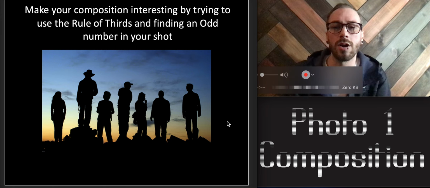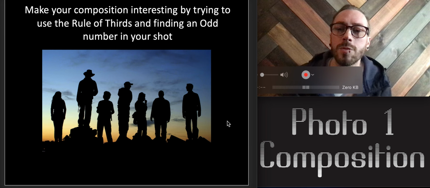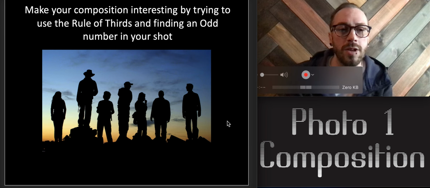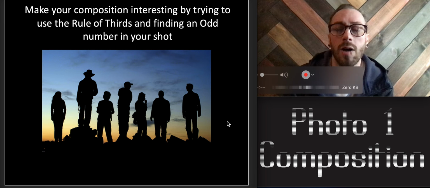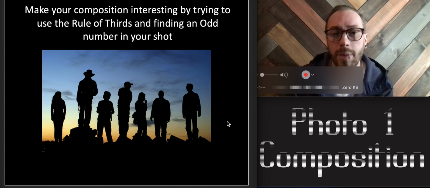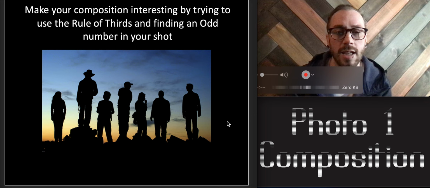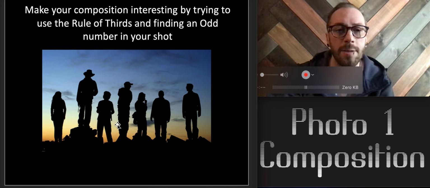So make sure you are using the rules that you were supposed to use with composition, whether it be rule of thirds, rule of odds, using negative space, thinking about where your light source is. All of that together is going to make some interesting photos. And then again, just make sure your subject matter is interesting, like the last 3 photos we've had.